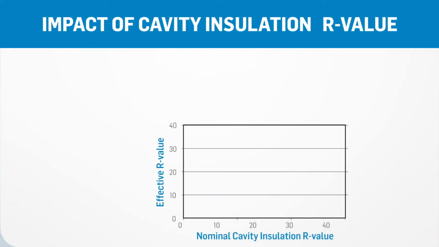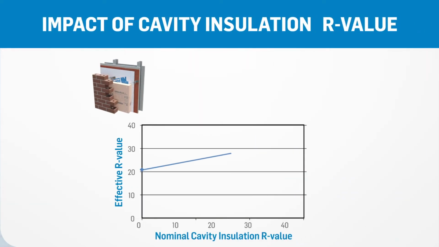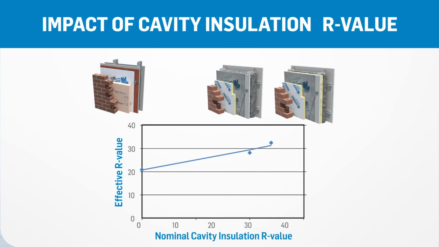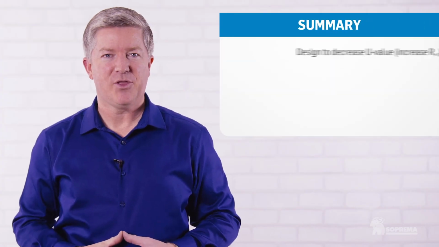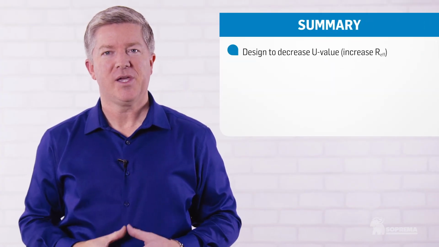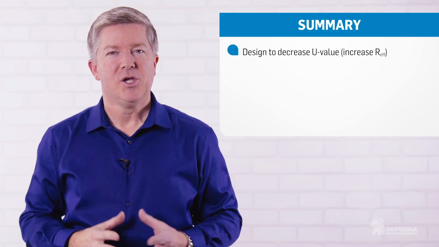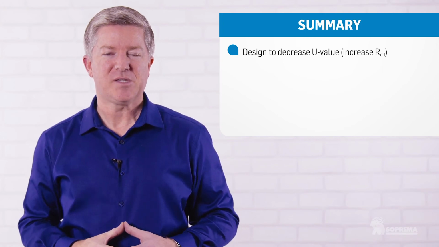We can see in a graph that from an assembly without insulation in the cavity to one with an R20 then R24 cavity insulation, there is a quasi-linear progression of the energy performance of this assembly. In summary, we must design keeping in mind the goal of lowering the U value, increasing the effective R value, so that wall assemblies are as efficient as possible.